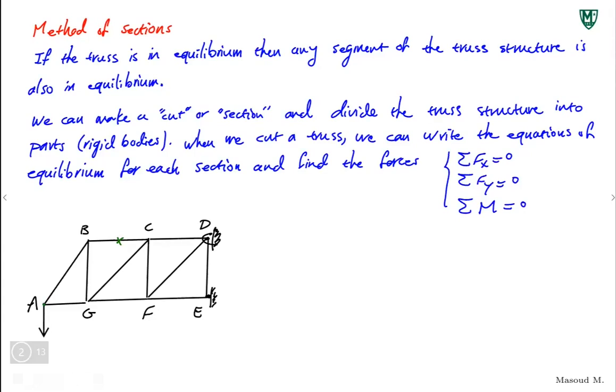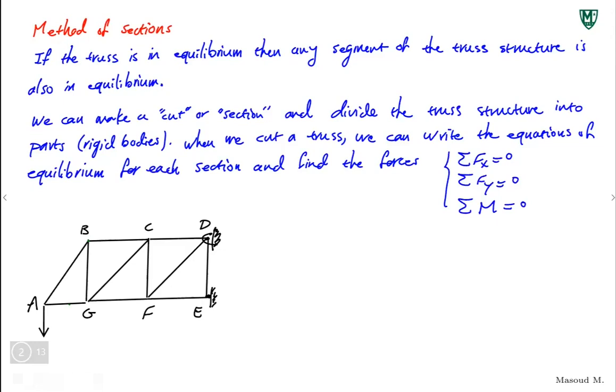I have to start from joint A and go one by one, find these two first, and then use the method of joints, or write the equation for joint B, and find the force in member BC. Now, what if I want to go directly? I don't want to go joint by joint. I want something faster, something that I can just go directly to member BC and find its internal force.